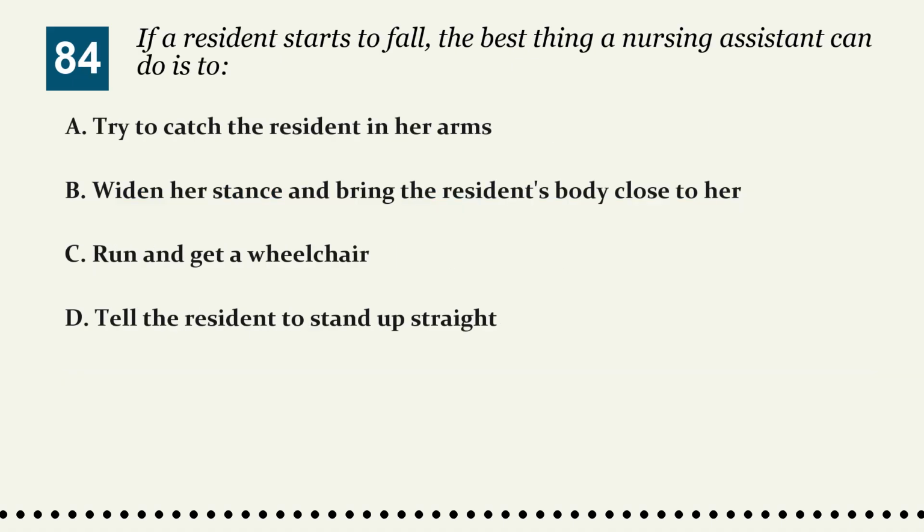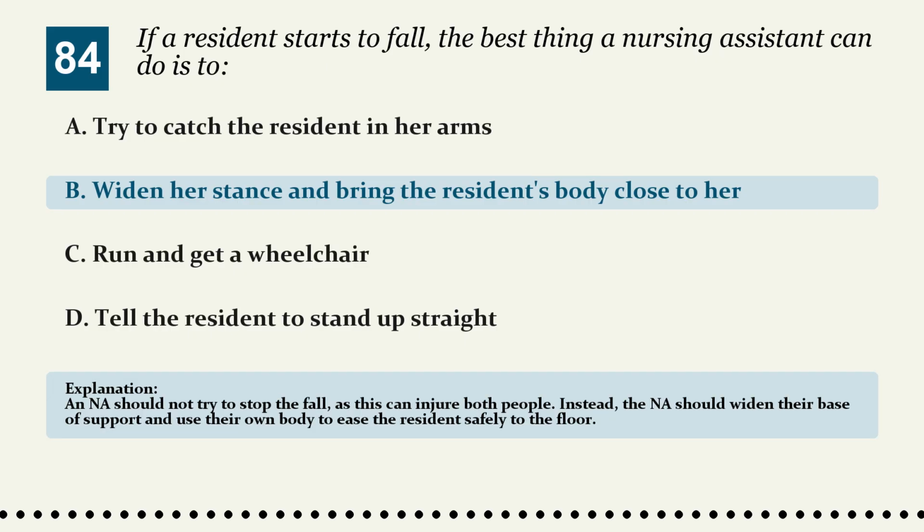Question 84. If a resident starts to fall, the best thing a nursing assistant can do is to: Option A, try to catch the resident in her arms. Option B, widen her stance and bring the resident's body close to her. Option C, run and get a wheelchair. Option D, tell the resident to stand up straight. The correct answer is option B. Widen her stance and bring the resident's body close to her. An NA should not try to stop the fall, as this can injure both people. Instead, the NA should widen their base of support and use their own body to ease the resident safely to the floor.